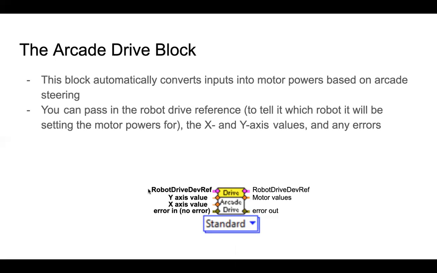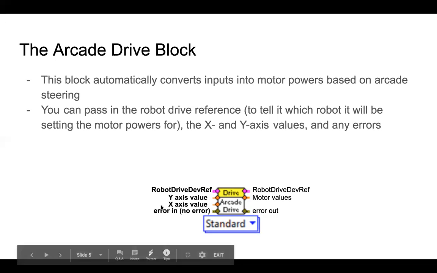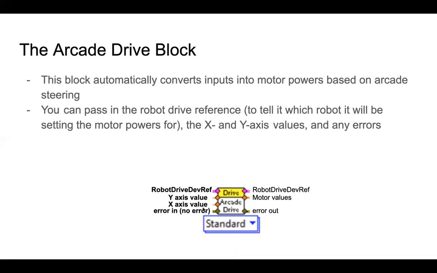You need to make sure to pass in the robot drive reference, which you can get from the previous block, and then the X and Y axis values, which are often retrieved from joystick values, especially in teleop and all.